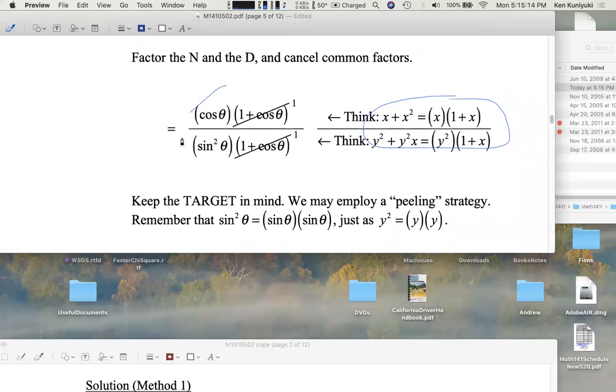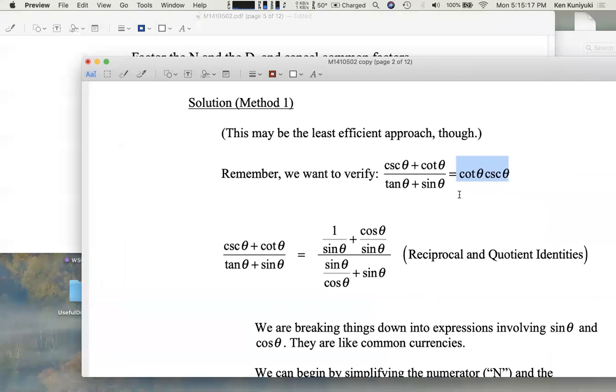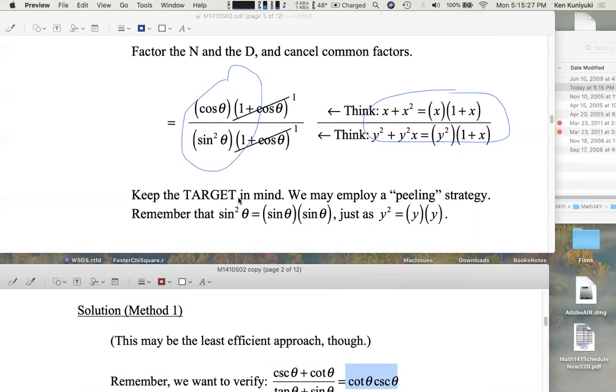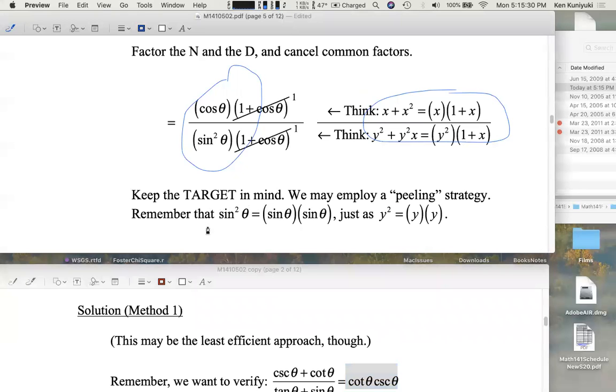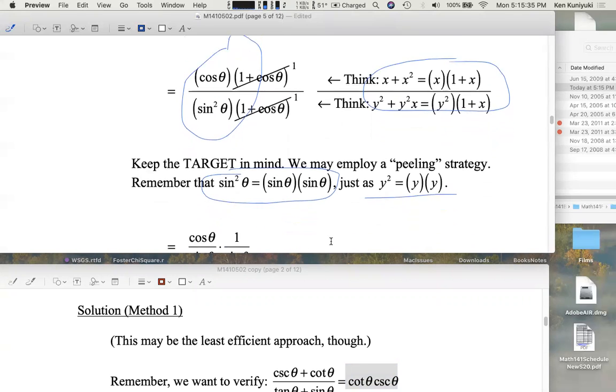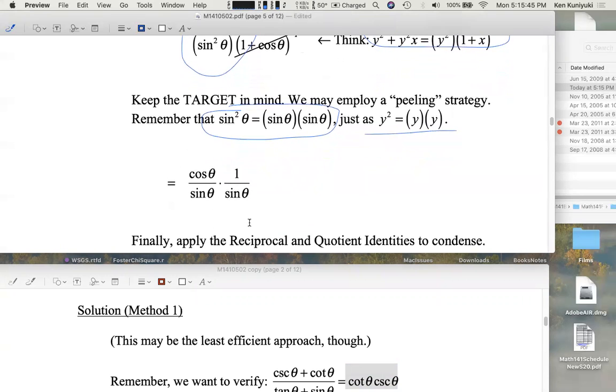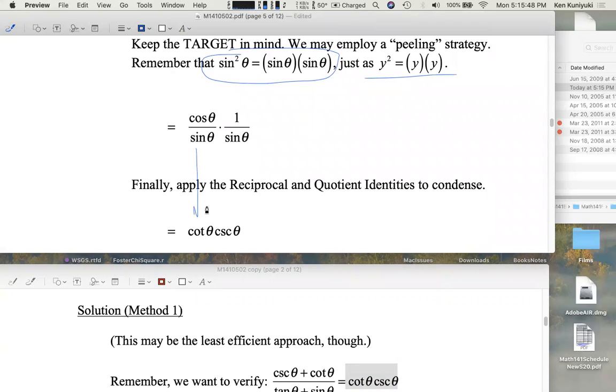But now, wait a minute. When you look at the target, I don't see any squares here. I see cotangent of theta times cosecant of theta. So I'm going to peel this thing apart. It's like factoring. I'm going to tear this apart. Well, sine squared of theta is just sine of theta times sine of theta, right? Kind of like this rule. So I'll write this as cosine of theta over sine of theta times 1 over sine of theta. There's a 1 on top here. And then from quotient and reciprocal identities, we get cotangent of theta, cosecant of theta, okay, which is what I want.